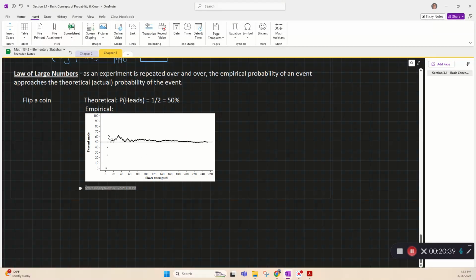Okay. That's the law of large numbers. So the thing to remember here is at first we were not anywhere close to the theoretical amount, but then as we went over and over and over, we got closer and closer overall to 50%. That's the key to remember with this law.